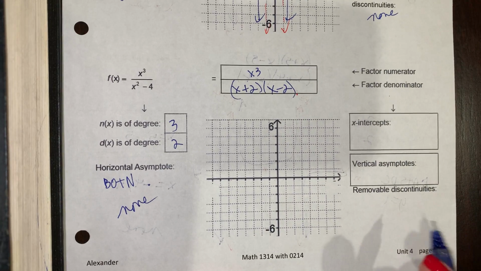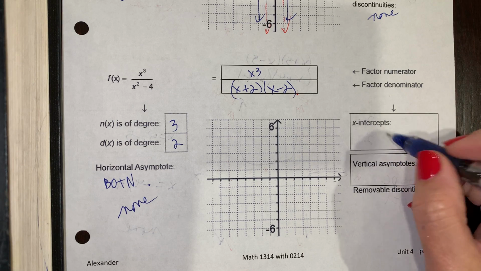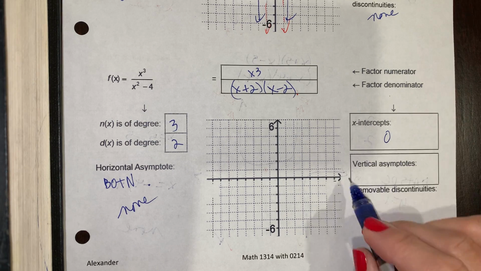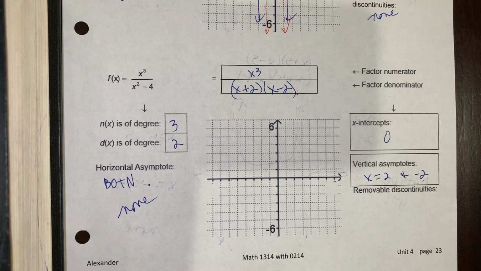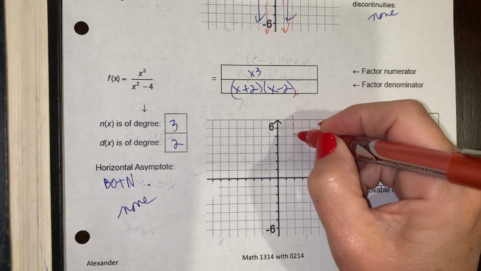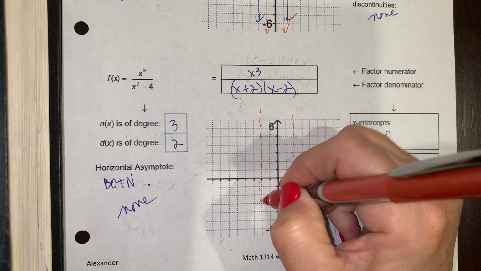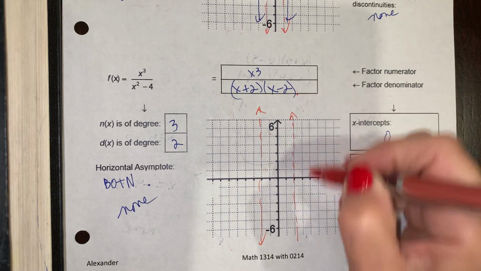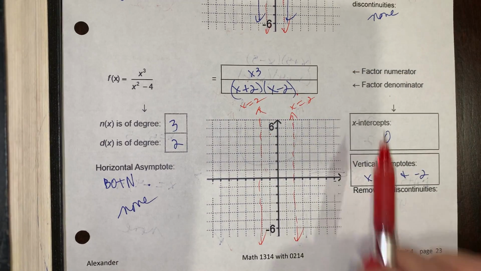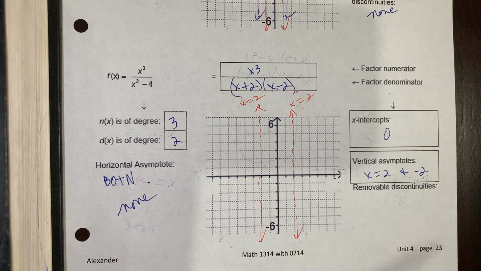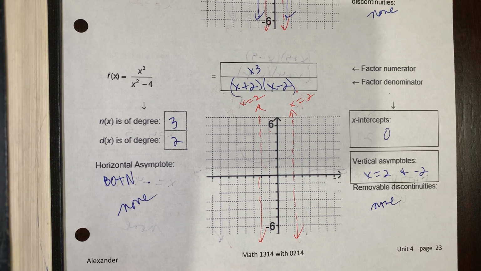Okay, so then my x-intercept is at 0. My vertical asymptote is at x equals 2 and negative 2. So let me put that in. So negative 2 and positive 2. Let's see what else I've got. There was no removable discontinuity. Okay, so let's look at this guy.